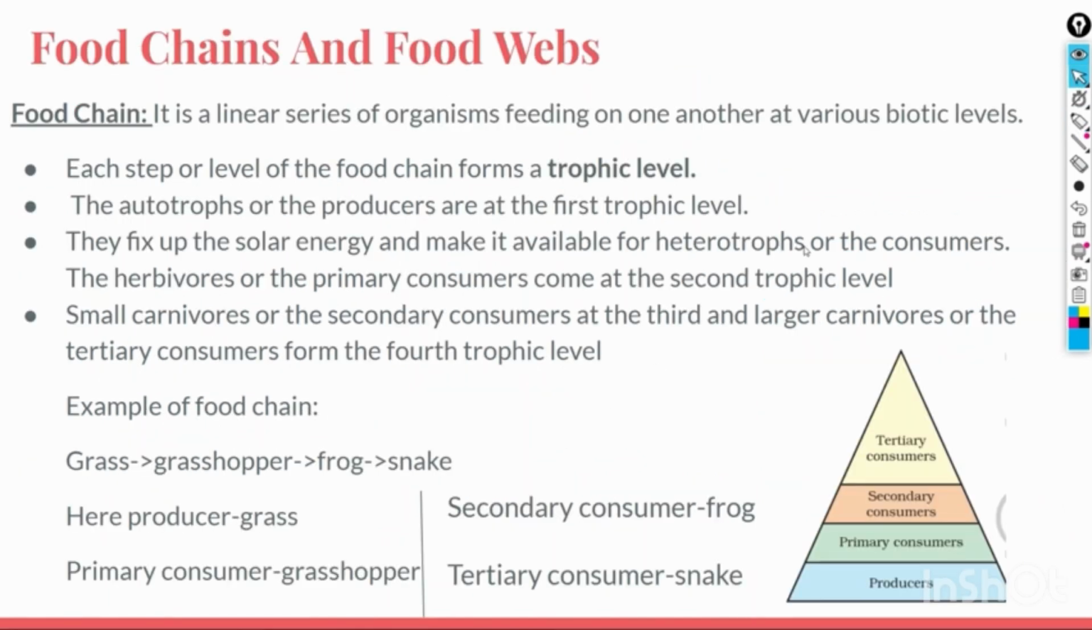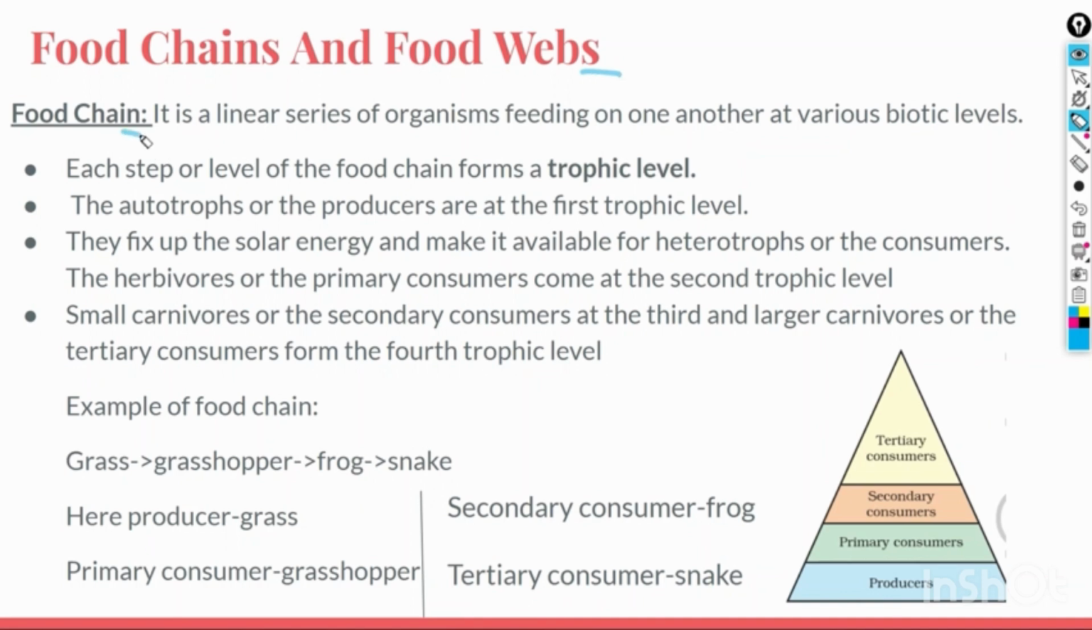So our next topic is food chains and food webs. Now we know what the components of an ecosystem are. These are the biotic components and the abiotic components. Food chains and food webs typically describe the interaction of these components. How are they interacting? This can be depicted in food chains and food webs.